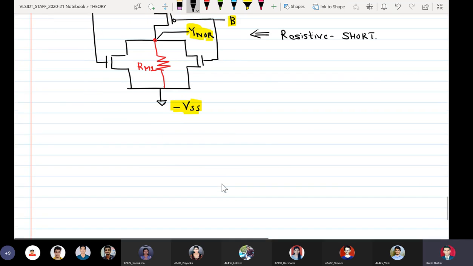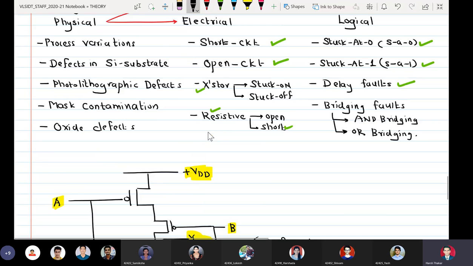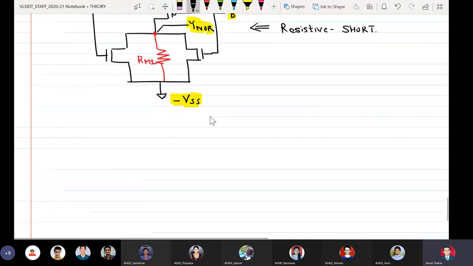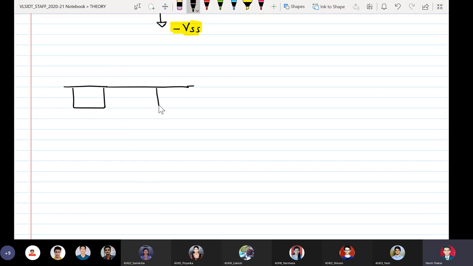Okay, so similarly we have transistor on and transistor off also. Here we have transistor stuck on and transistor stuck off. So take the example of a 3D planar structure of an NMOS. We know that an NMOS looks like this. We have N plus source, we have N plus drain, this is source, this is drain.